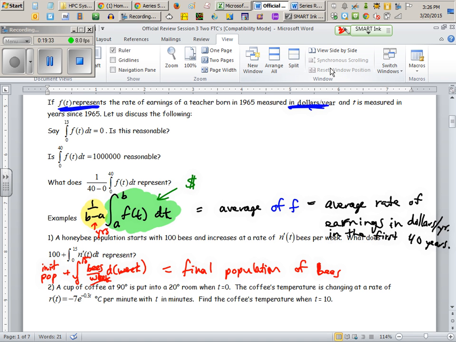The units are bees. All right, a cup of coffee is put into a 20-degree room when t is 0. Coffee's temperature is changing at this rate. Find the coffee's temperature after 10 minutes. You can use the exact same thing that you just did. Initial temperature plus the integral of R of t dt over the 10-minute period should give you the final temperature.